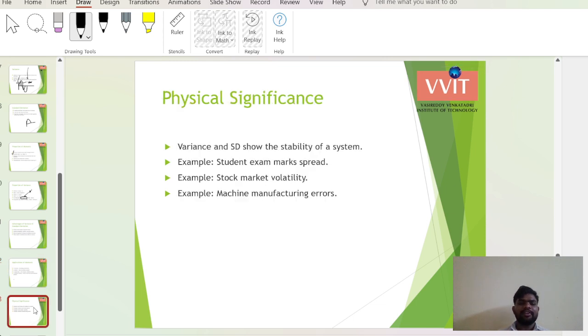Next, physical significance. Variance shows the stability of a system. Example, the spread of student exam marks. Example, stock market volatility. Example, machine manufacturing errors. These are three examples.